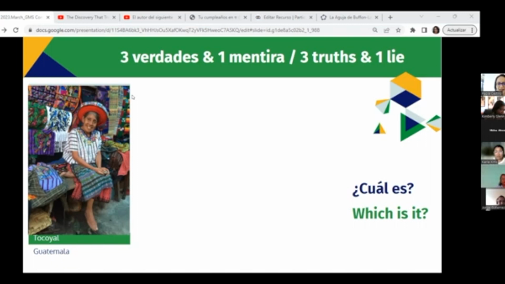I hope the people from Guatemala, I'm seeing that you're just joining over here. Hopefully you have seen the tocoyal and you saw yourself identified there, but maybe depending on your region, you've never seen it before.